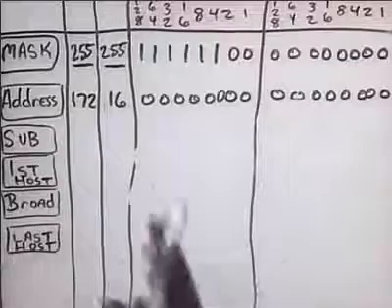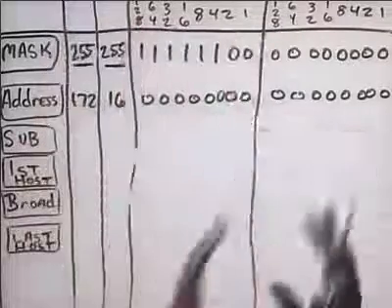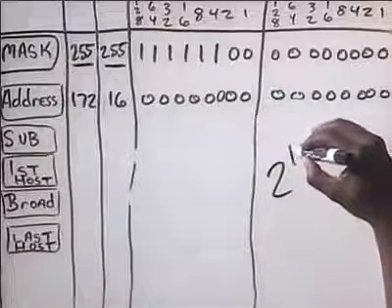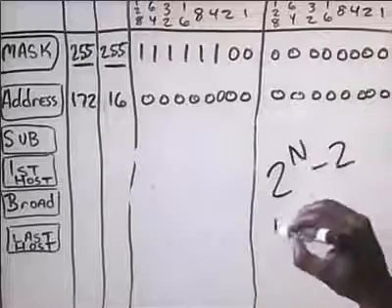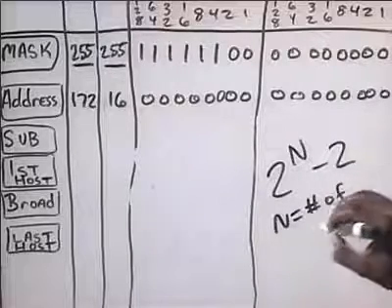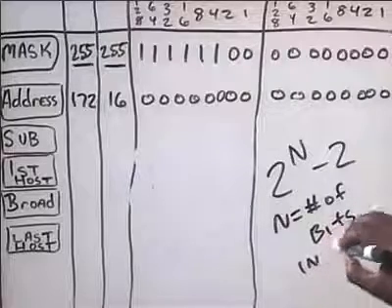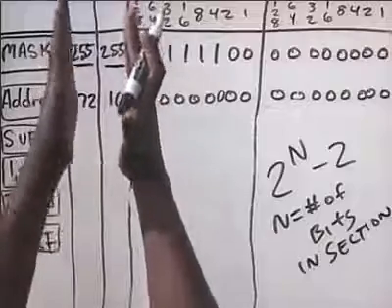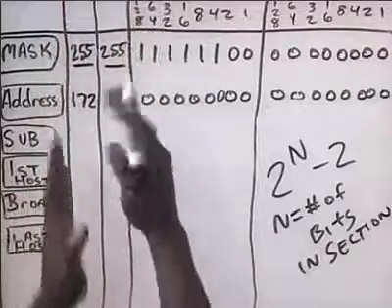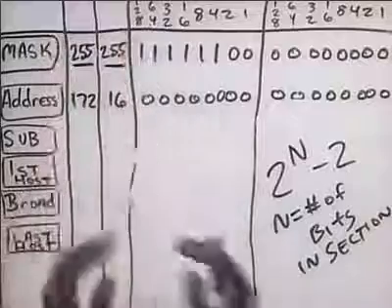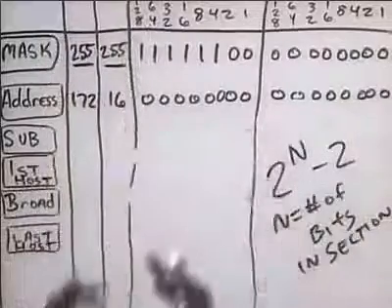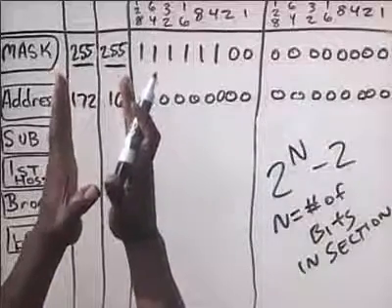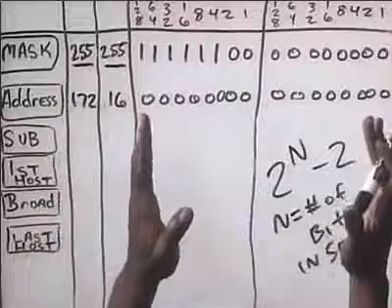This brings us to the topic of understanding these different sections. You'll recall that the solution that I gave you was based on a rule 2 to the nth minus 2, where n equals the number of bits in the section. Now, what are these sections that we're talking about? First of all, by default, there are 2 sections. There's the network section, the network bits, and then there's the host section by default.